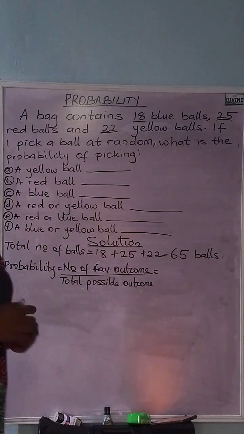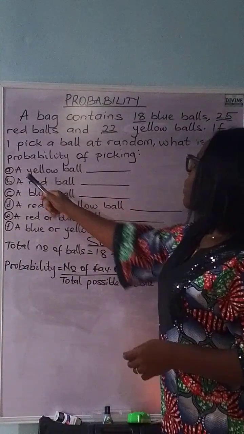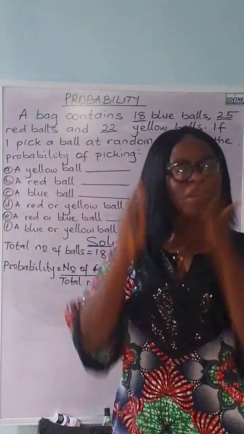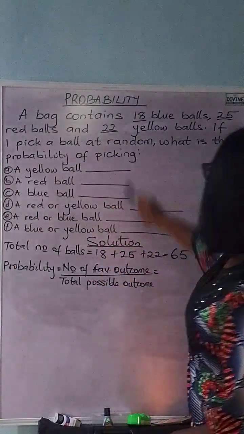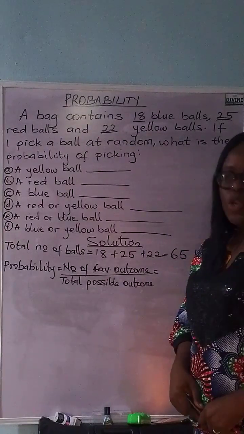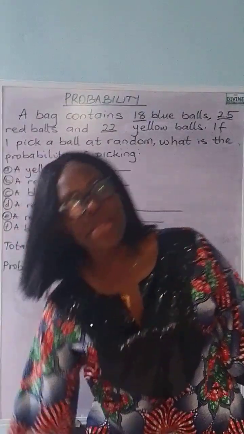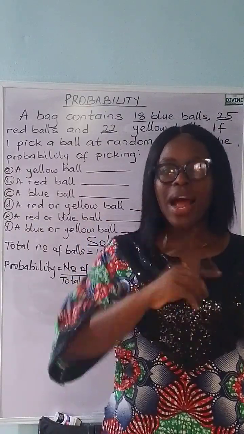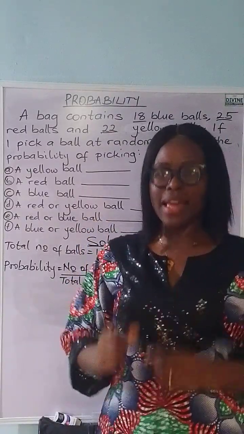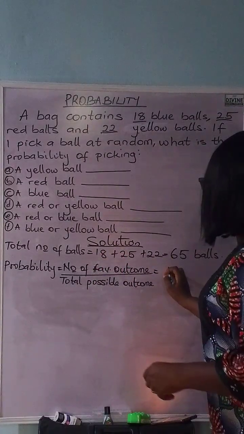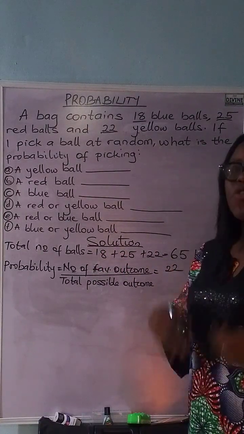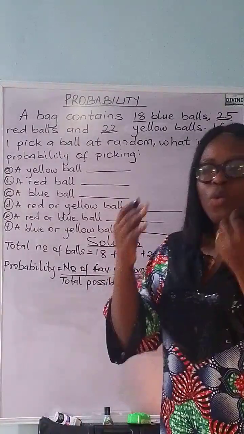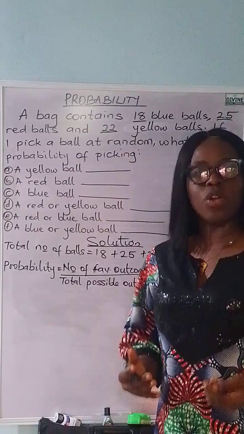So let's quickly solve number 1. What's the probability of picking a yellow ball? Now what we ask ourselves is, how many yellow balls do we have in total inside this bag? We have 22 yellow balls in total. So every time we dip our hands in the bag and bring out a ball, we have the chance of picking one out of the 22 yellow balls that we have in the bag. So the probability is going to be the 22, which is the number of favorable outcomes. How possible is it to pick a yellow ball? We have 22 yellow balls in the bag.